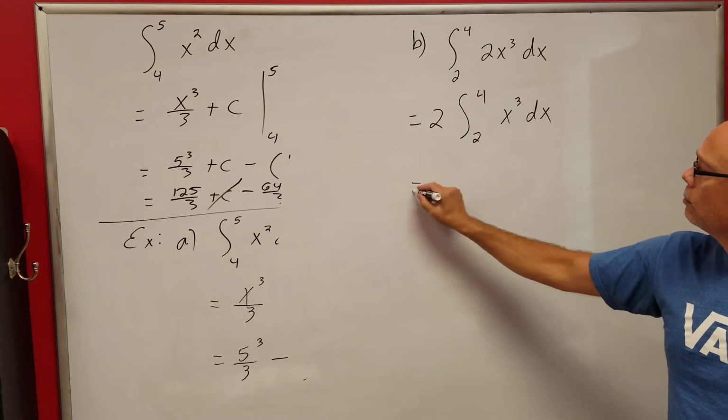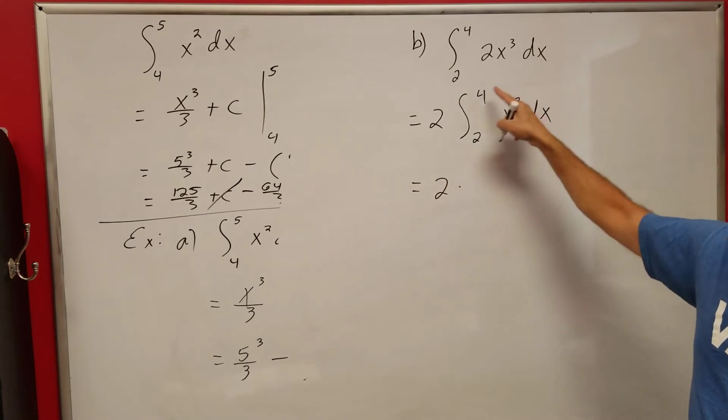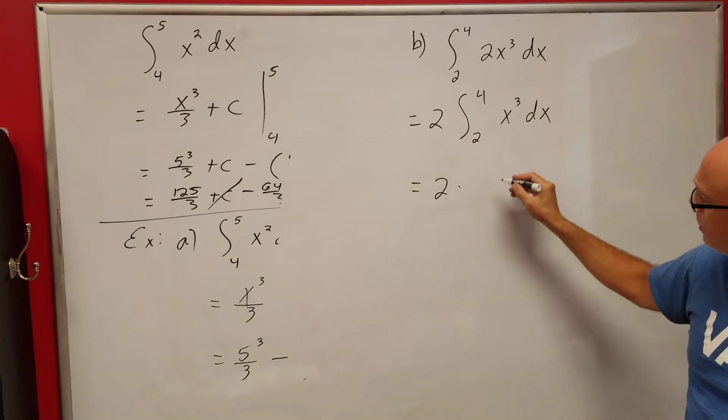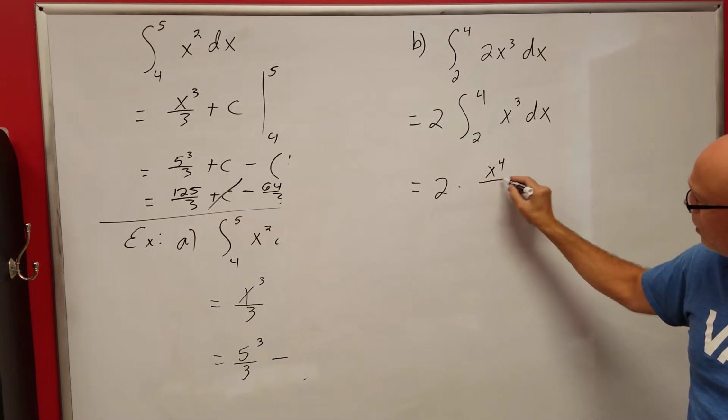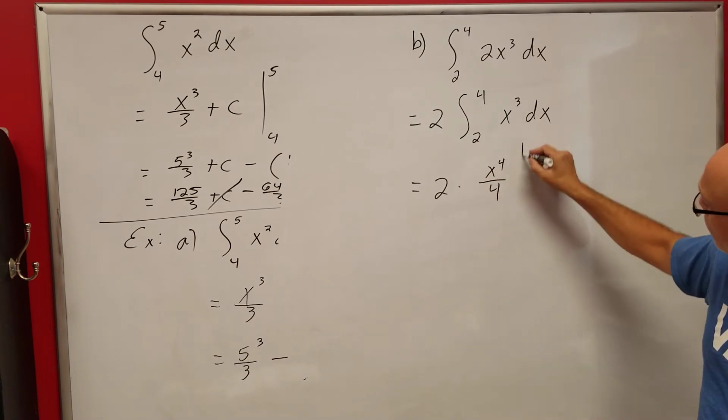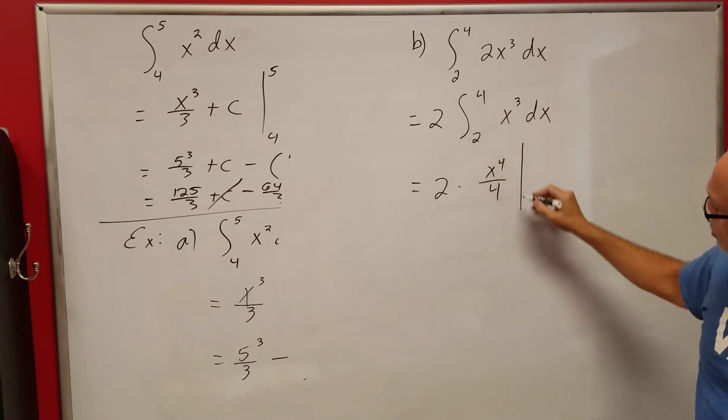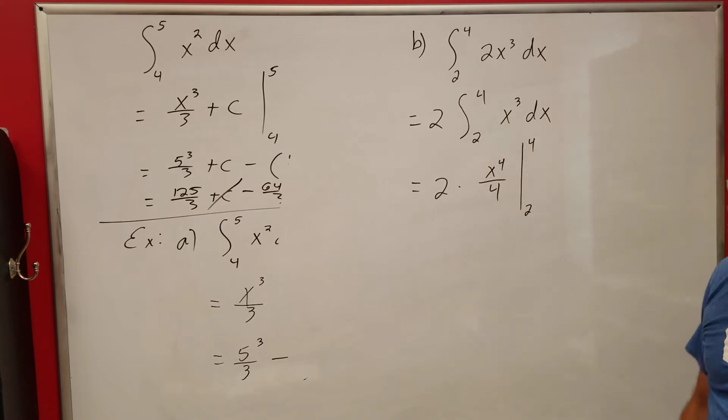Well, that's 2 times, let's take this integral. Let's take an antiderivative of x cubed. What is that? x to the 4th over 4? And we want to put from 2 to 4 as my limits of integration, okay?